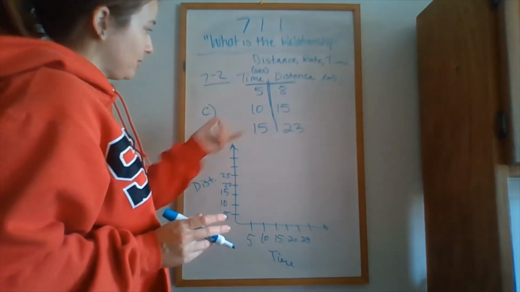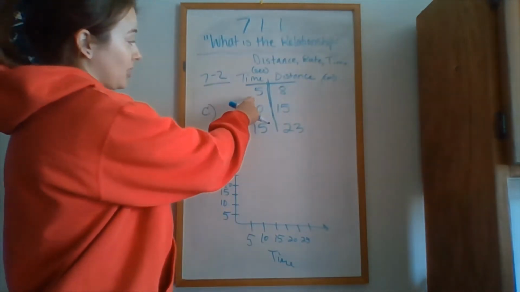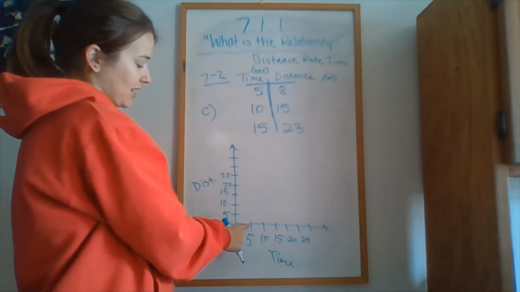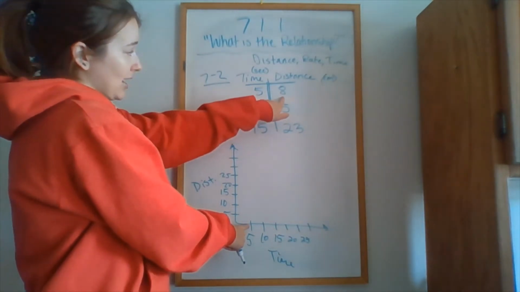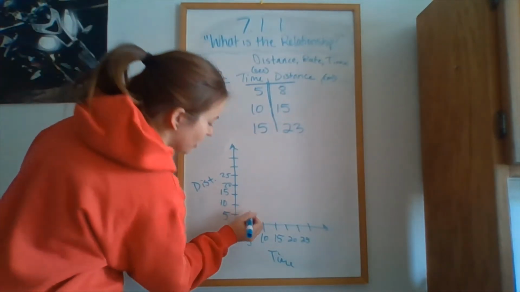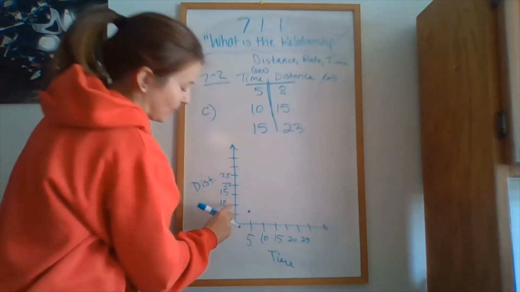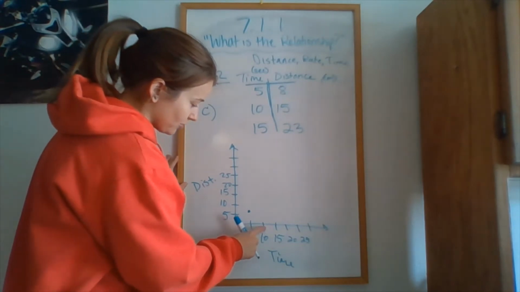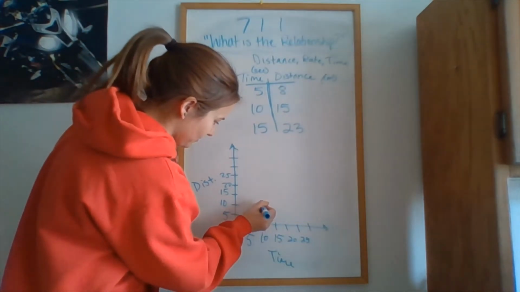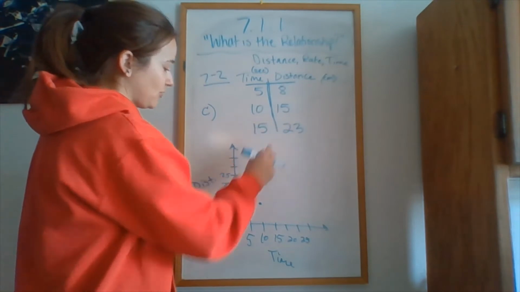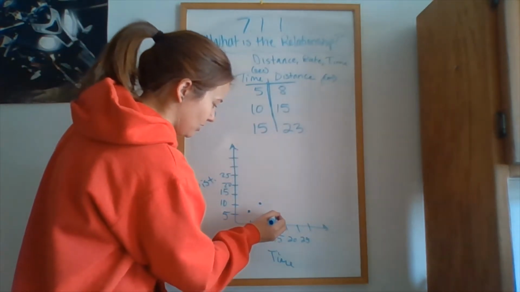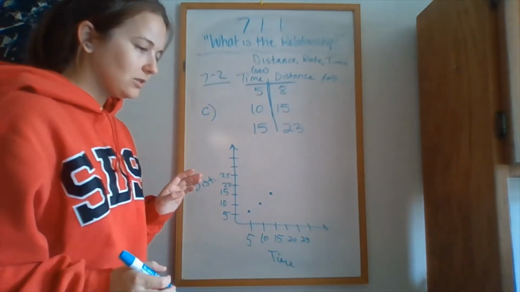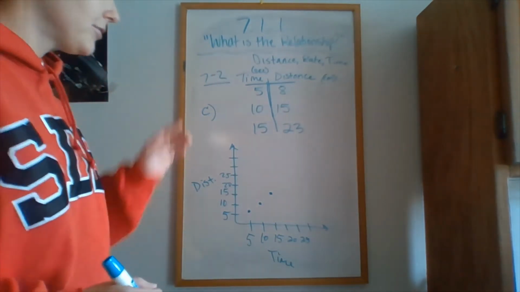Okay, so now I'm going to graph it using my data. This is going to be our X value and that's our Y. We're going to start on the X axis at 5, and then go up 8 on the Y and put a dot. Then we're going to do the next one, which is 10, 15. So over 10 and then up 15. And the last one is 15, 23. So over 15, up 23. About there. So there is our graph.